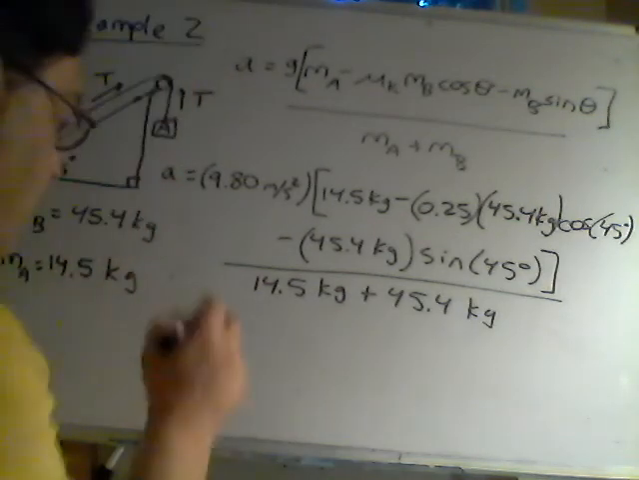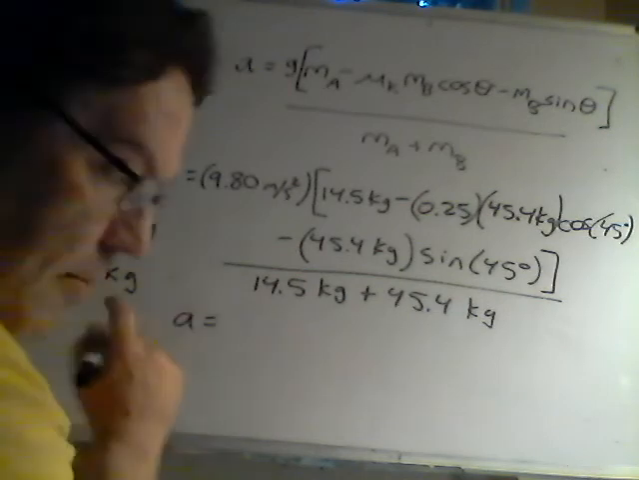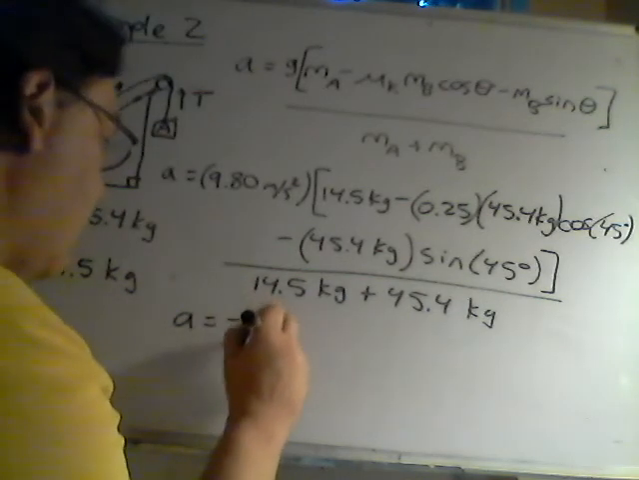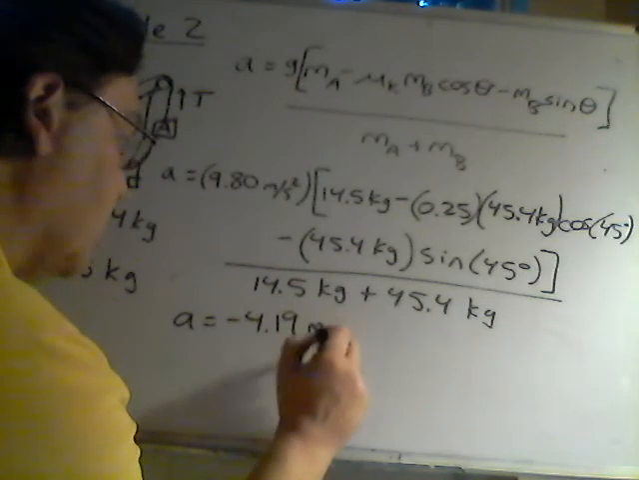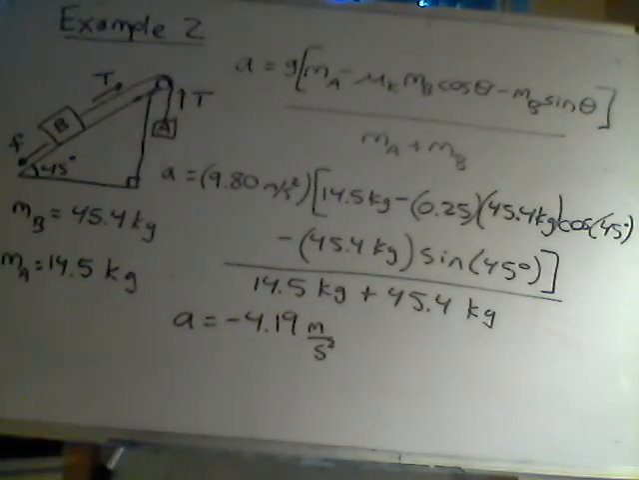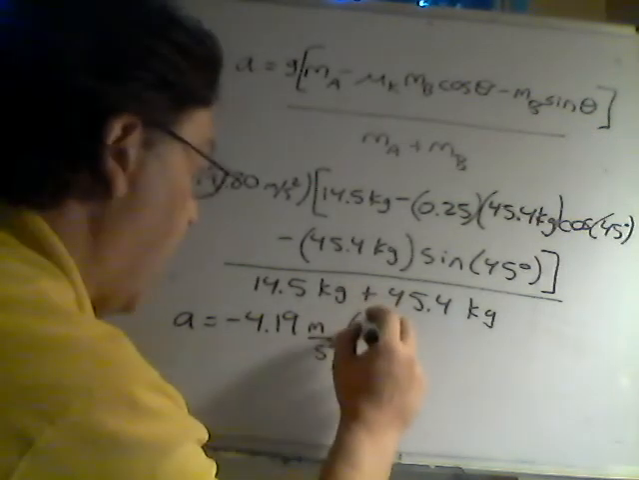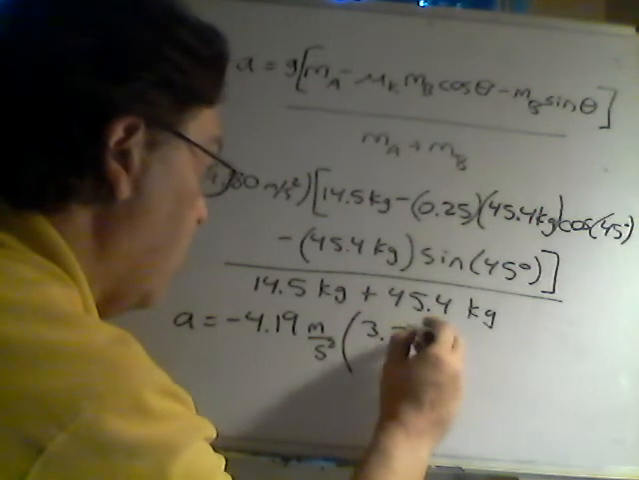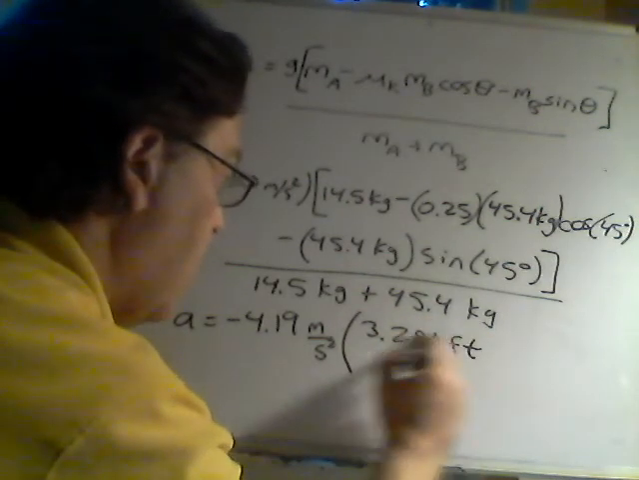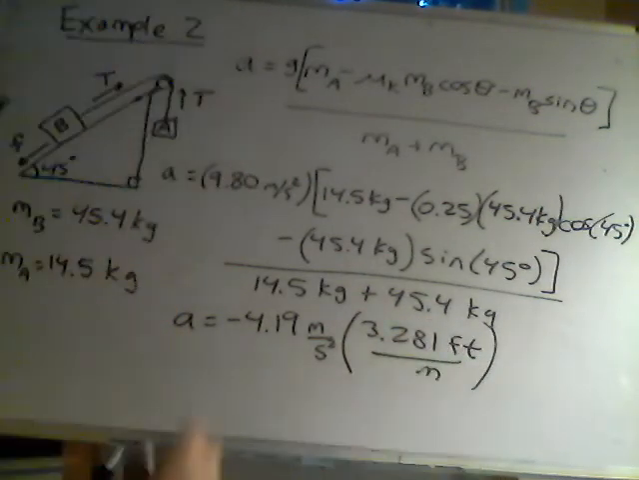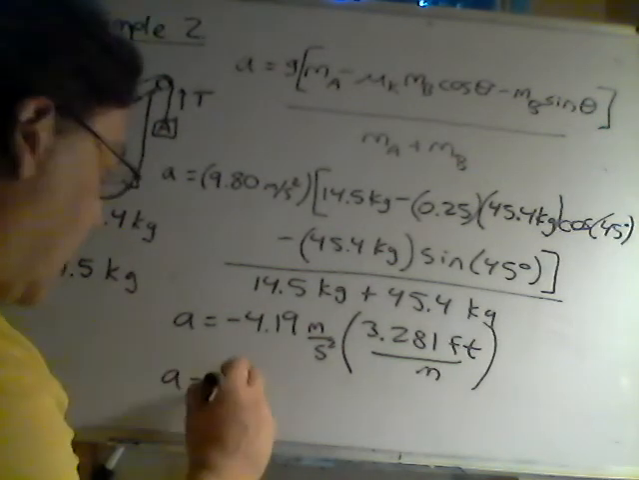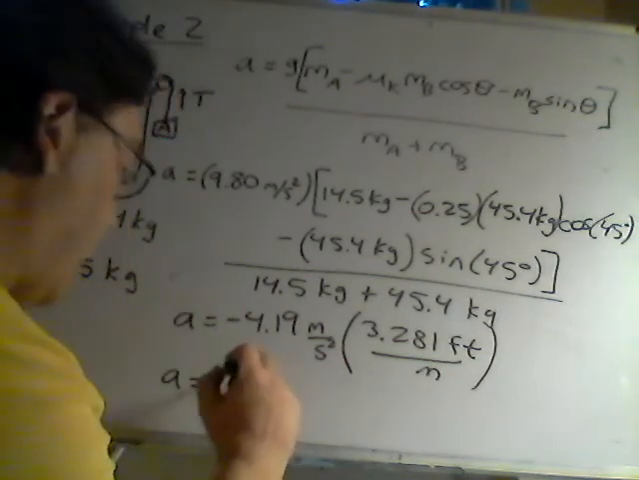All right, so if I work all that stuff out, I find out that I get an A, and that's going to be negative 4.19 meters per second squared. And again, I want to return the problem as I got it. I got it in English units, so I'm going to have to make a conversion. And again, there are 3.281 feet in a meter. Good thing to know. Finally, I get that A is negative 13.7 feet per second squared.